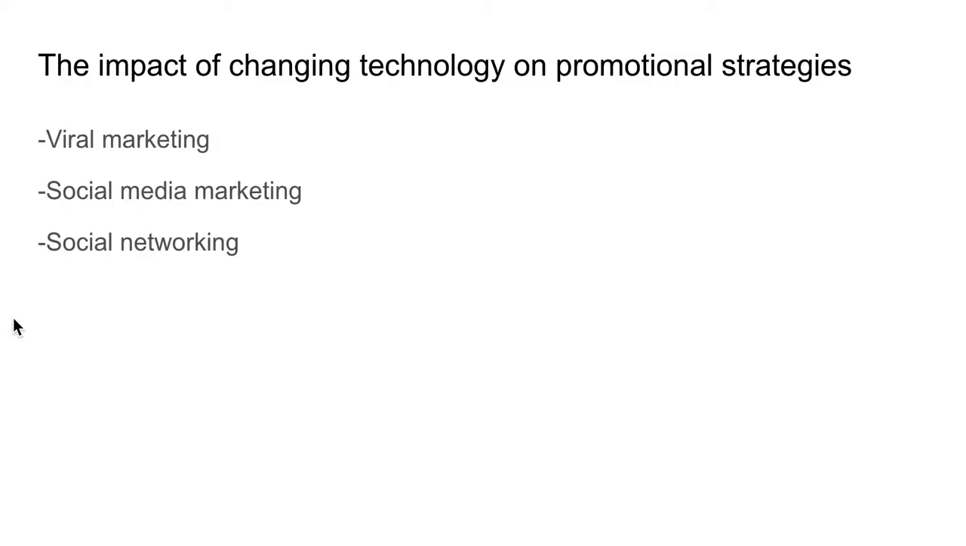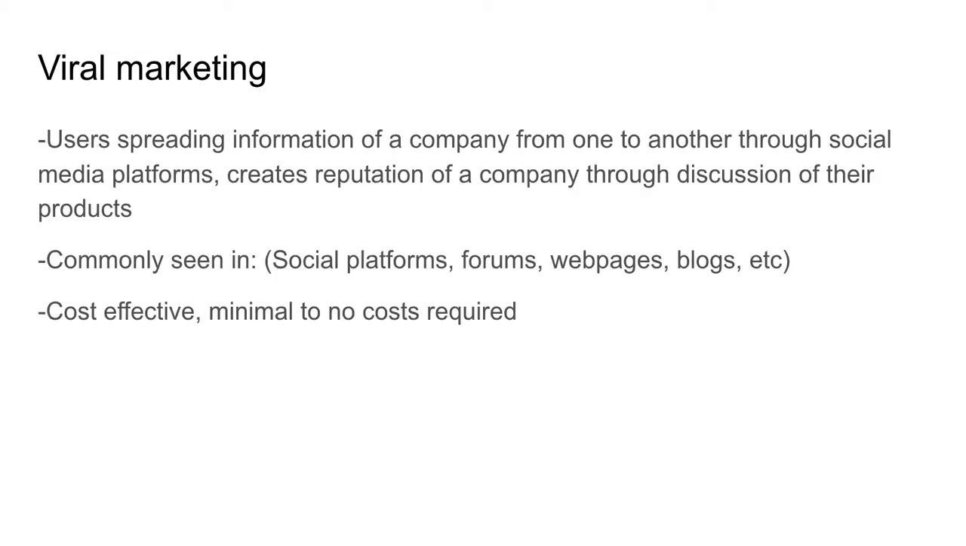So, since technology has been evolving into our daily lives more and more, we are now talking about the impact of changing technologies on promotional strategies in our daily lives for companies as well. There are three main factors over here: viral marketing, social media marketing, and social networking. We'll be going into each of them in depth, so let's talk about one of them first.